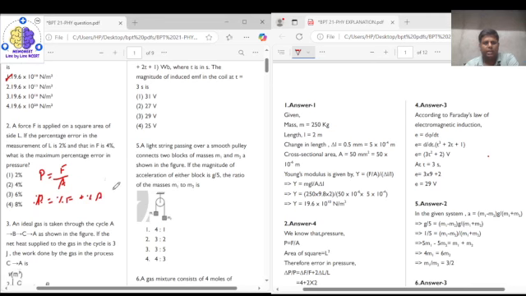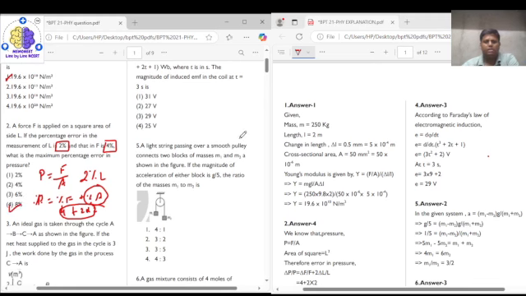The percentage error in area will be equal to 2 times the percentage error in length, right? So percentage error in length is 2% and percentage error in force is 4%. So for force it will be 4 plus 2 times 2. Altogether it comes as 8%. So the correct answer for question number 2 is 8%, which is option 4, right?